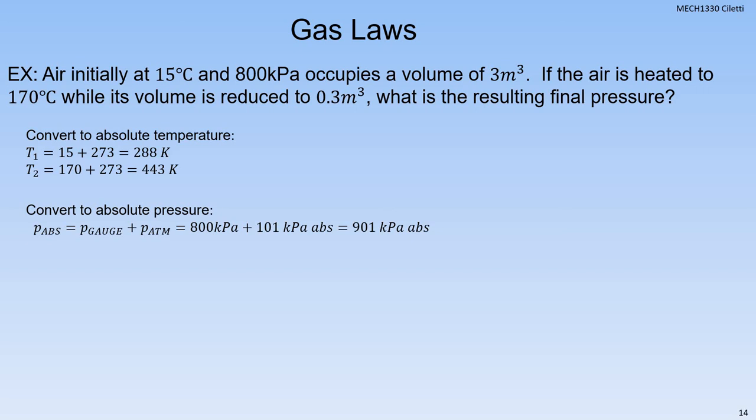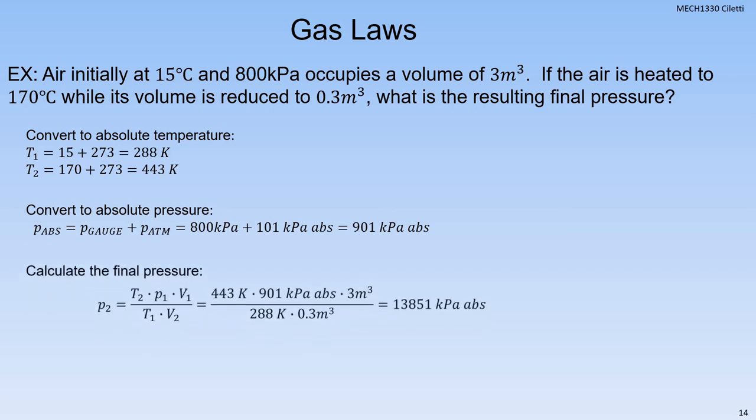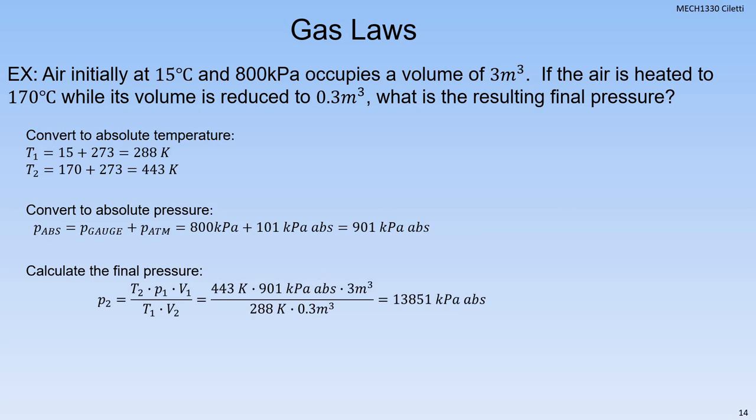Once we have all those conversions done, we're ready to calculate our final pressure, just substituting into the equation. So we're going to get T2 times P1 times V1, all divided by T1 times V2. If you're using your calculator, put all of the numerator and all of the denominator in parentheses before you do this calculation. When you get that final pressure, we're going to get 13,851 kPa, and that's going to be absolute.